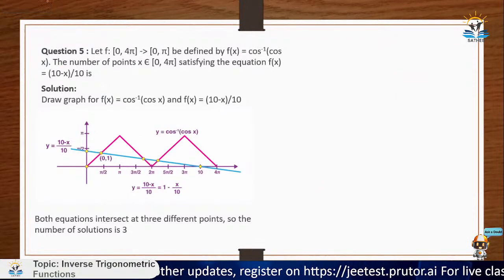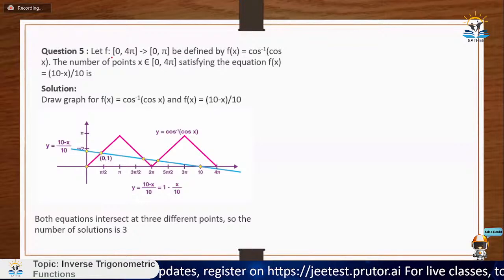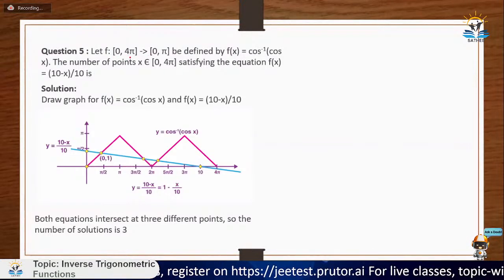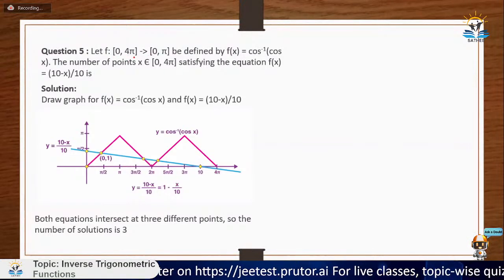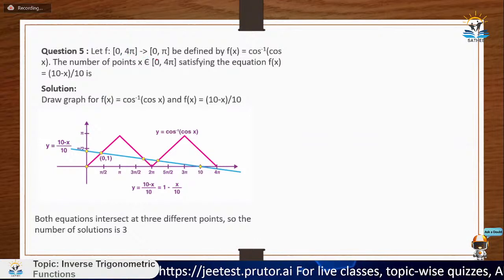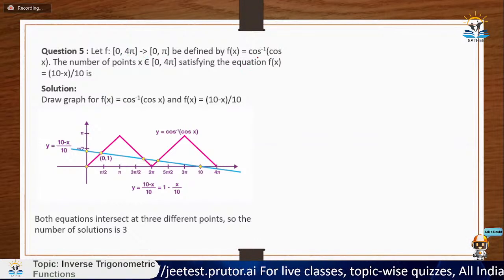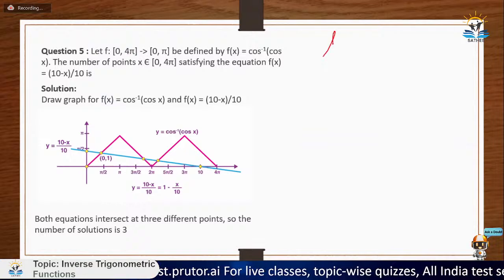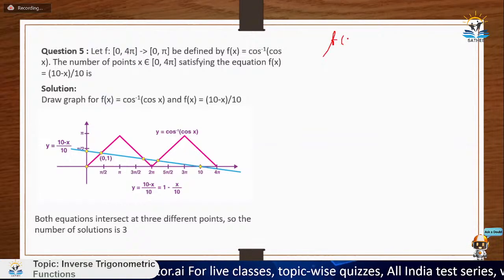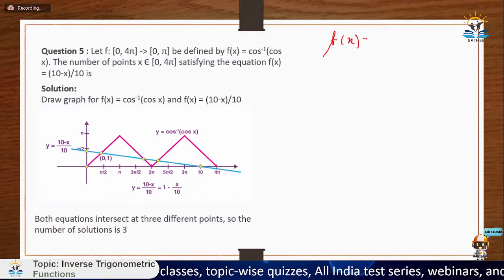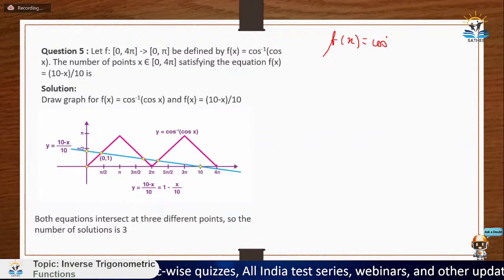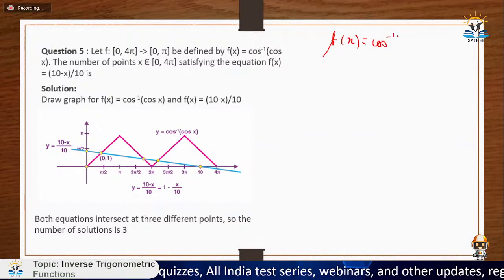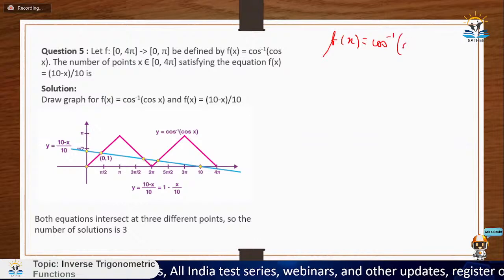What is written here is: let f be a function going from 0 to 4 pi to 0 to pi, and f(x) is defined by cos inverse of cos x. Please don't cancel it, because the domain is not given, so we can't cancel it. Canceling doesn't always work; it works only when the domain allows. That's why it is written cos inverse of cos x.